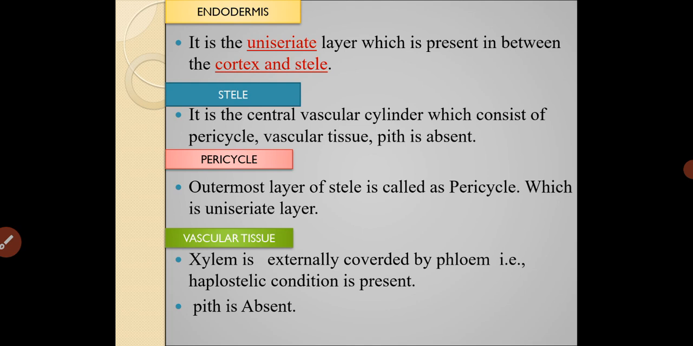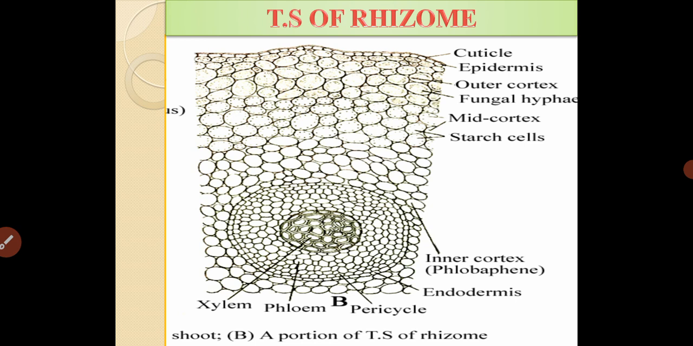Pericycle is the outermost layer of the stele and it is a uniseriate layer. In the vascular tissues, xylem is externally covered by phloem and here pith is absent. Such condition is called the haplostelic condition. This diagram shows the characteristic features of TS of rhizome.